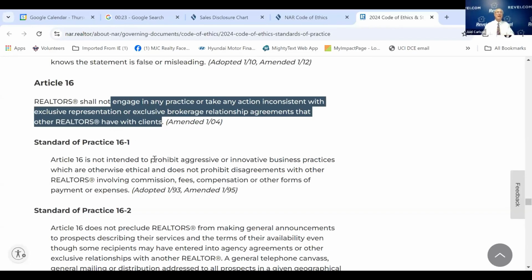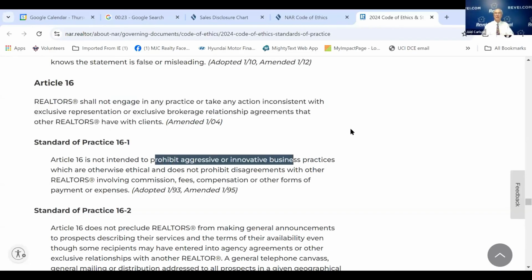And it goes on to say it's not intended to prohibit aggressive or innovative businesses. So there's nothing wrong with sending out the postcard. Just make sure that on the back with all those properties, you say this was listed by this company, this was sold by this company. Now, I don't know if you want to advertise for other brokers, but otherwise you can't put that out.